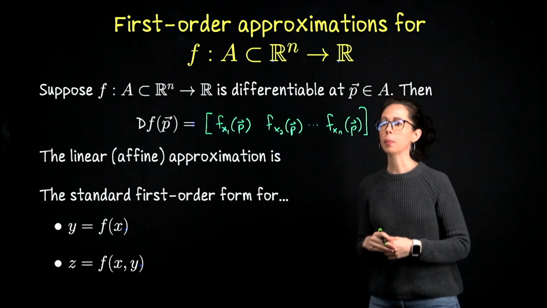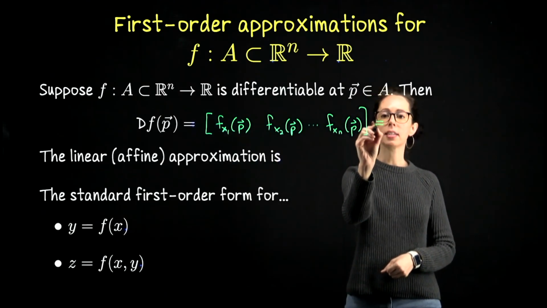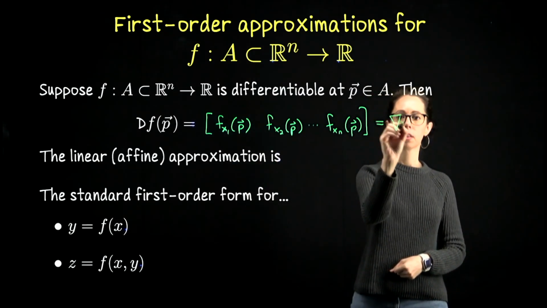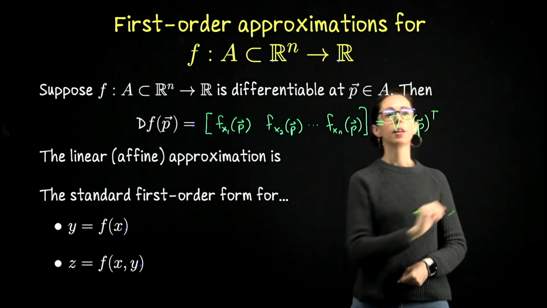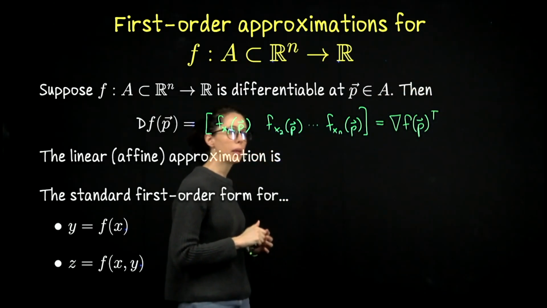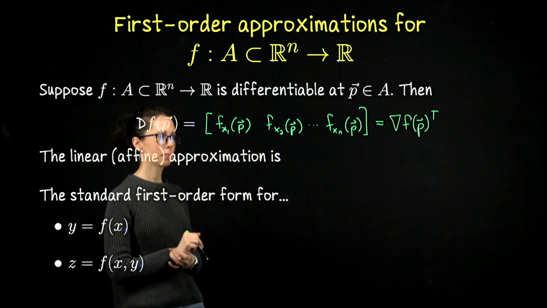When we looked at the Jacobian matrix, we said that these are all the same entries that you would find in the gradient vector. The gradient vector is a vector, it's a column. So here we want to think of our associated Jacobian matrix as the transpose of the gradient vector.